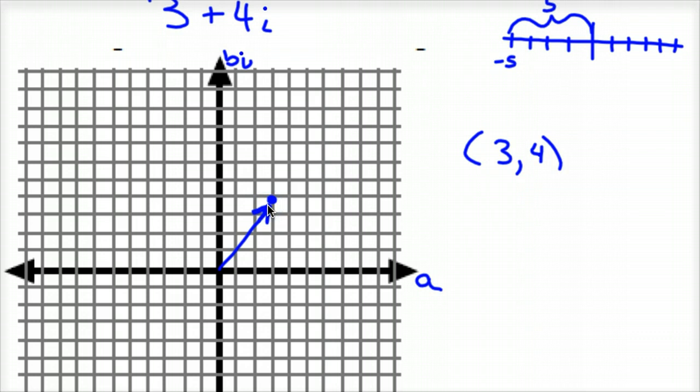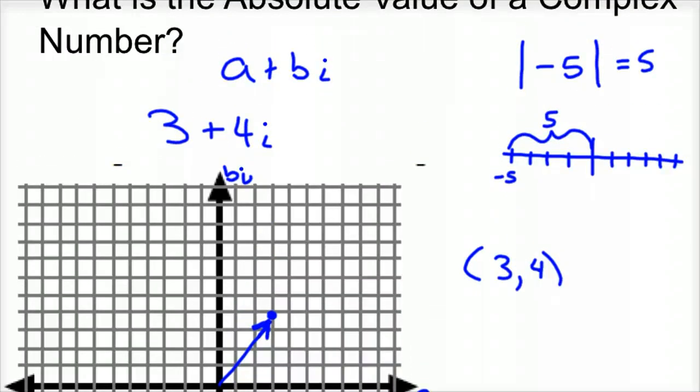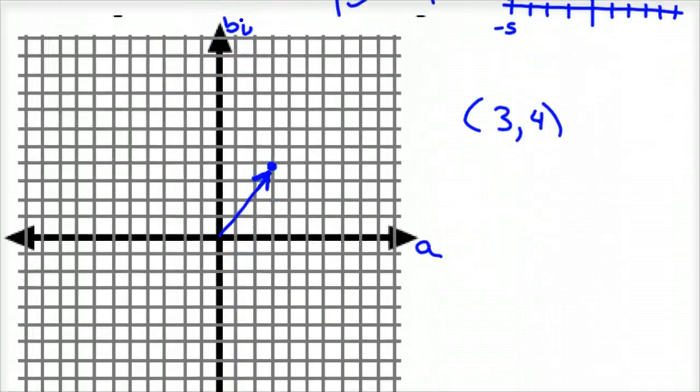So if we want the distance, the absolute value of 3 plus 4i, and that is written as 3 plus 4i with absolute value symbols around it, we just need to find the distance of that vector. And so you just set up a right triangle and do Pythagorean theorem, or the distance formula.